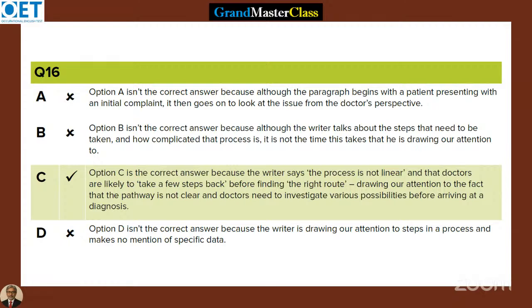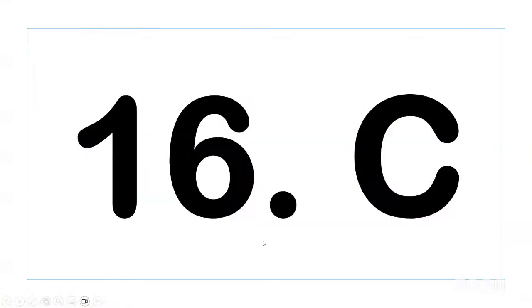Then option D isn't the correct answer because the writer is drawing our attention to steps in a process and makes no mention of specific data. All right. That's what it is. You can see that very clearly here. Okay. That's very clear. Now let us go to the question once again.